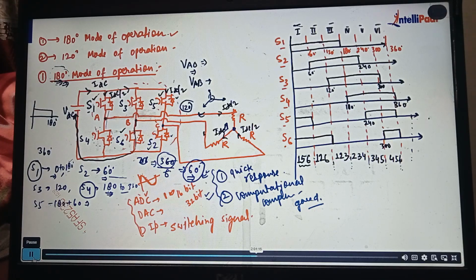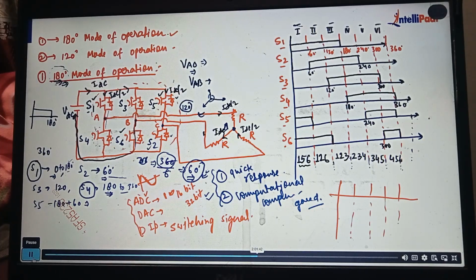Yes, sir. Any other question? 120-degree mode of conduction. I hope you understand. I hope you understood what I was telling. Right? Yes, sir, I understood, sir.